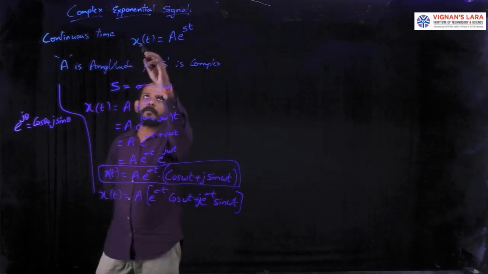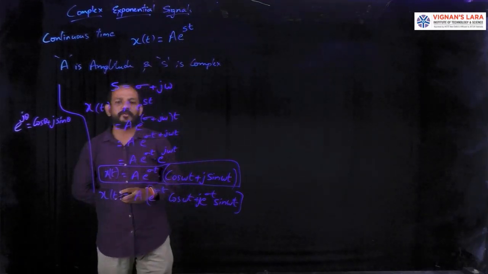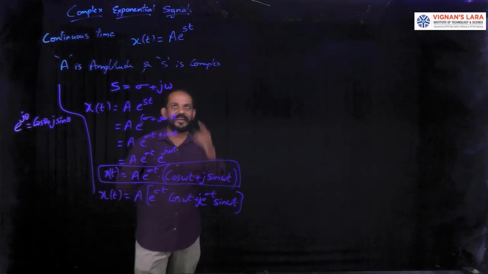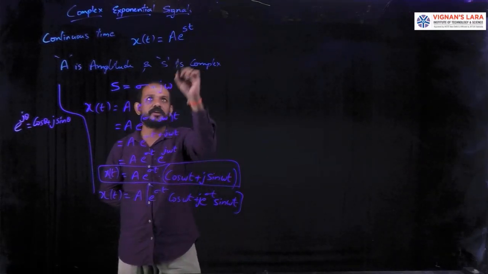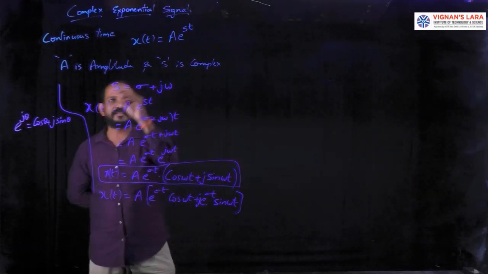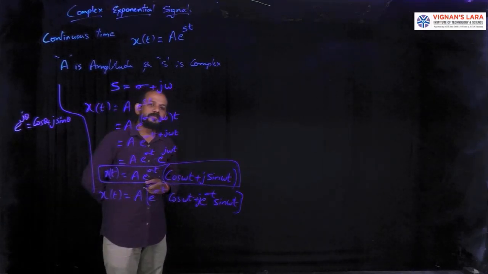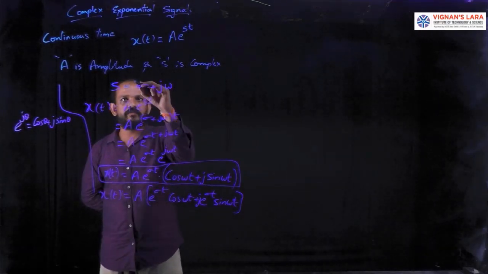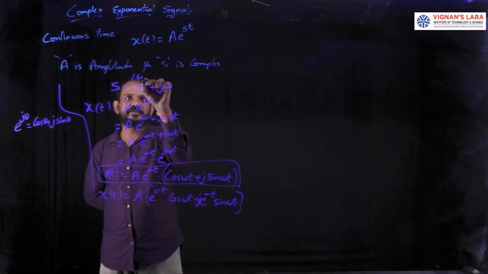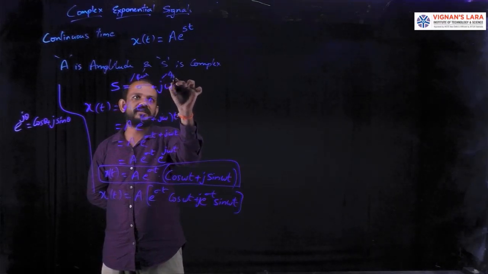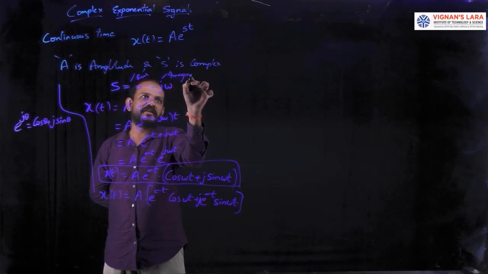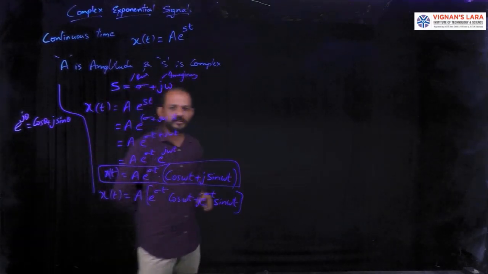The continuous time complex exponential signal is written as x of t equal to A times e power st, where s is complex and A is the amplitude. Here s is a complex number, that is, s will be equal to sigma plus j omega. This is the real term and this is the imaginary term.